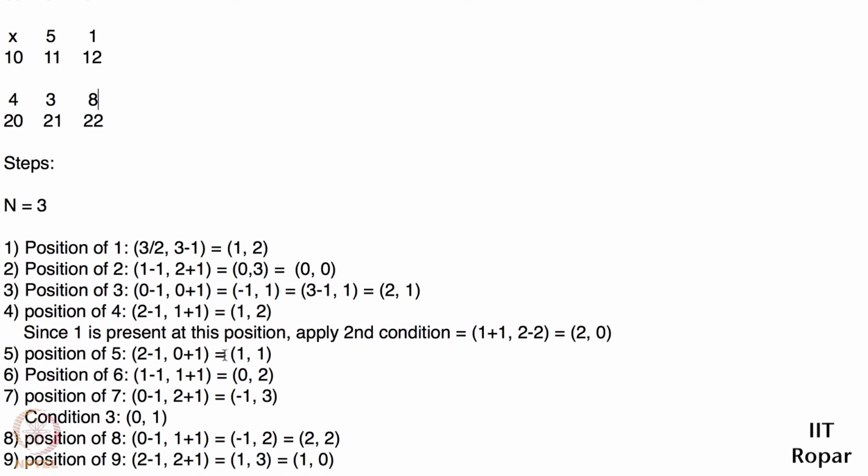And the last is 9, for which 2 comma 2 is my PQ. So 2 minus 1 becomes 1 and 2 plus 1 becomes 3. I don't have any problem with the row, but the column is becoming 3, so I will wrap it around. So 3 becomes 0, and it becomes 1 comma 0. So at 1 comma 0, I'll put 9.